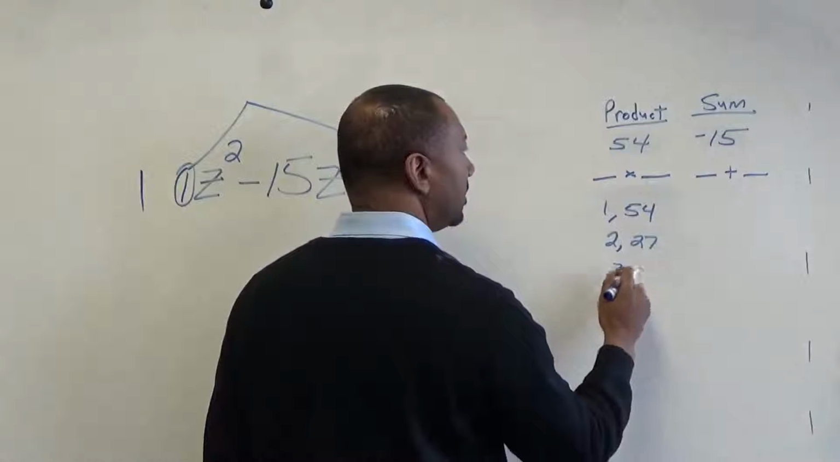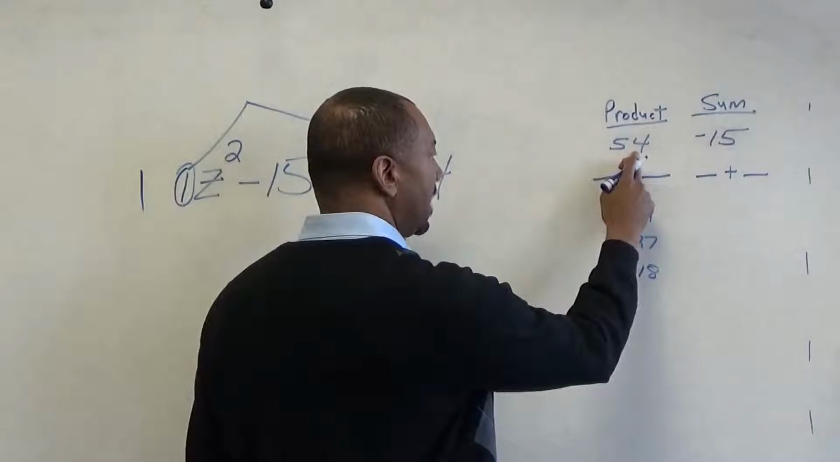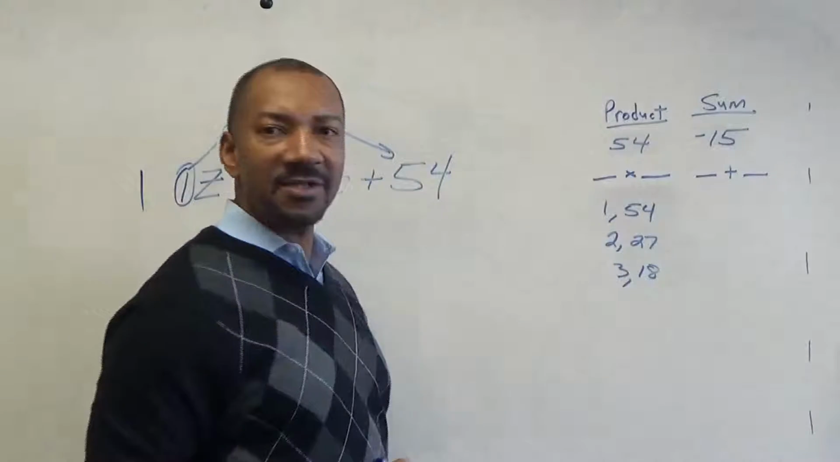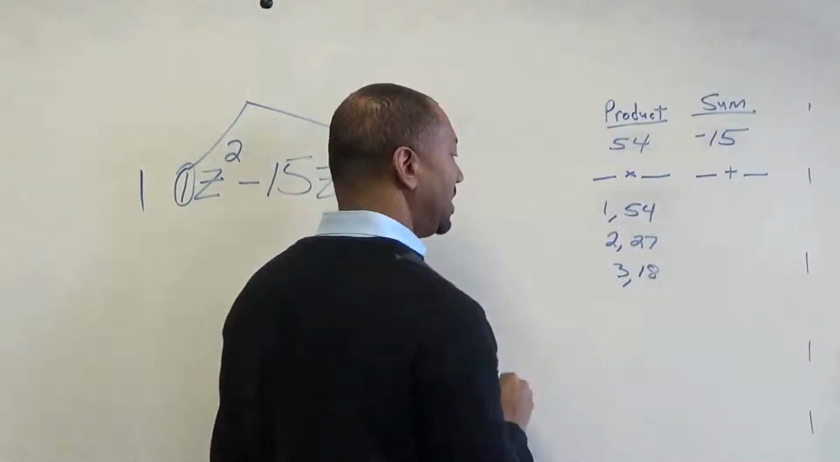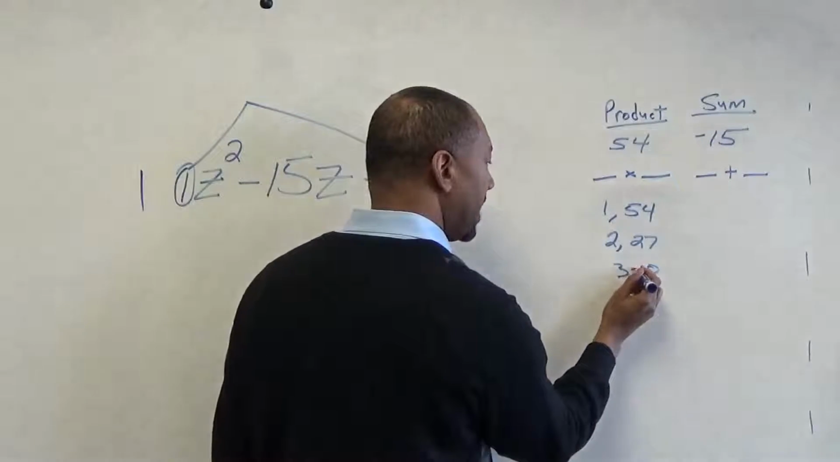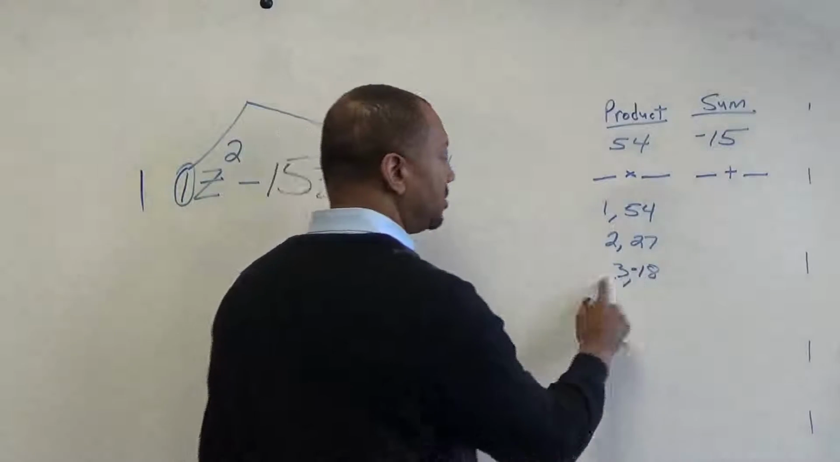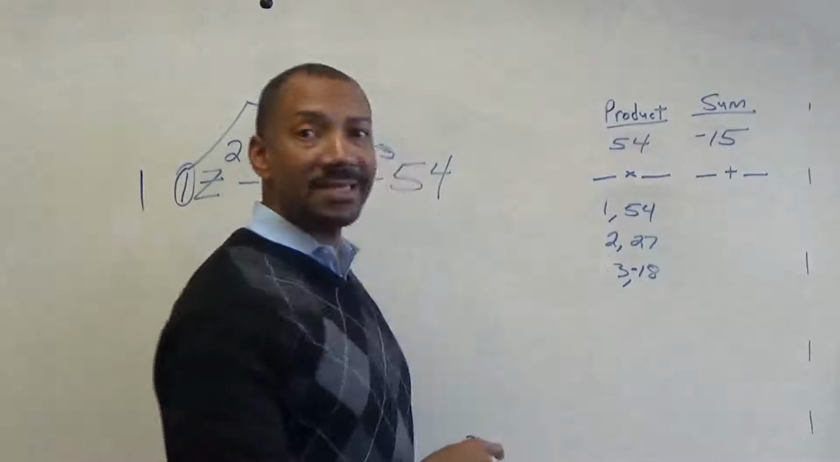3 times 18 will give you 54, and you're thinking, well, if I work my signs on this, maybe I can get these two to add up to give you negative 15. What if I made the 18 negative? I can add these two up. That'll give me negative 15. But wait a minute.